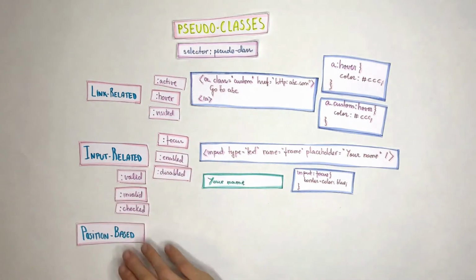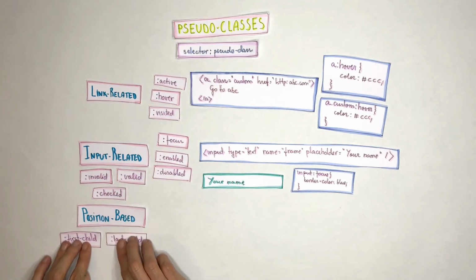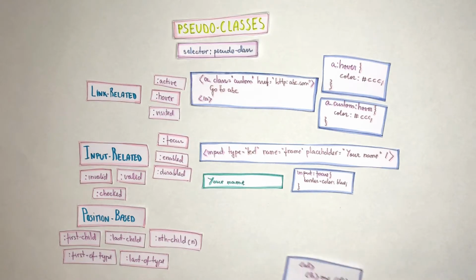The next type of selectors we are going to see are the position-based selectors, and they are first-child, last-child, nth-child, first-of-type, and last-of-type. Those are just the most common selectors. You can go to W3Schools and see there the whole list of the selectors that CSS provides. To understand those selectors, let me show you an example.